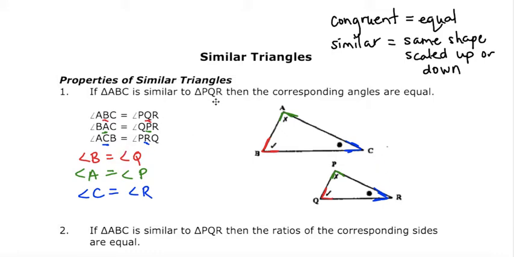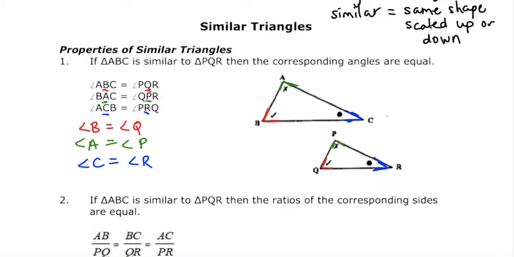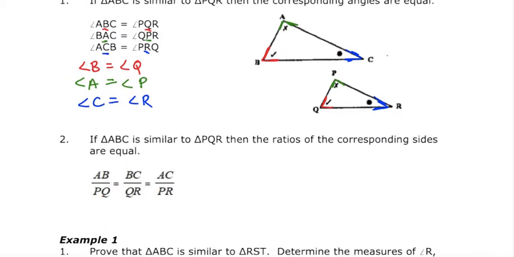So if the triangles are similar, so that means they're the same shapes except one is either smaller or larger than the other, then the angles in the same spot or the same corners are going to be exactly the same. Another property of similar triangles is that the sides are going to be in proportion to each other.